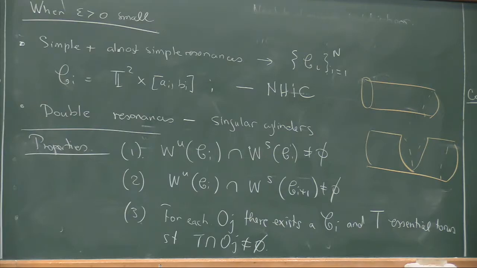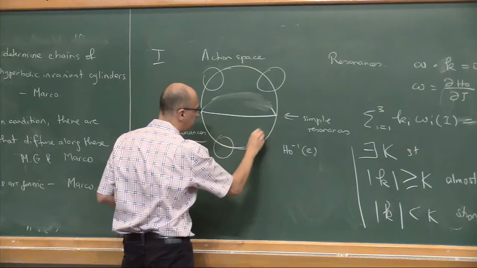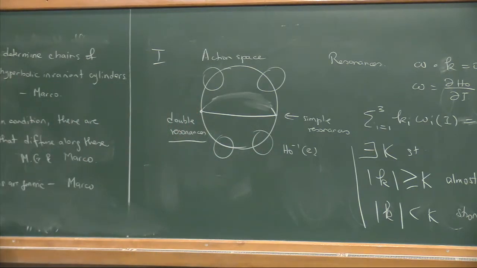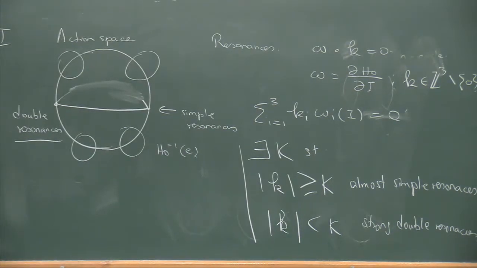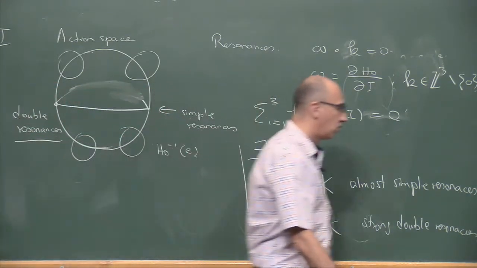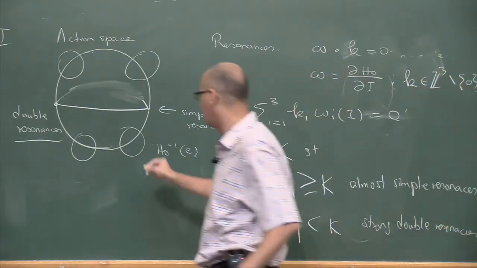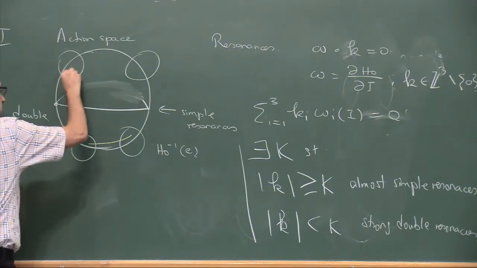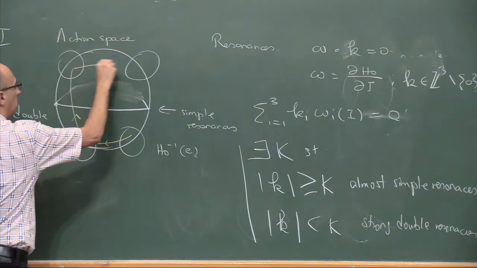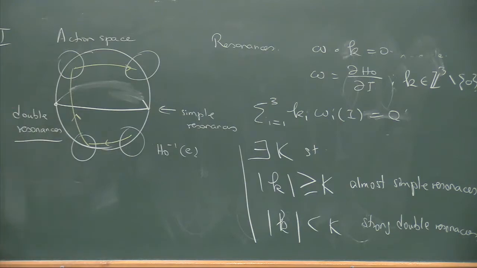So the idea is that you have a network, so you have some targets that you want to visit, and you use the resonances to navigate and to get from one target to another. So you move as long as possible along simple resonances and almost simple resonances. Then you switch direction at double resonances. You go to the next target, and then the next, and so on. So this is the basic idea of the construction.